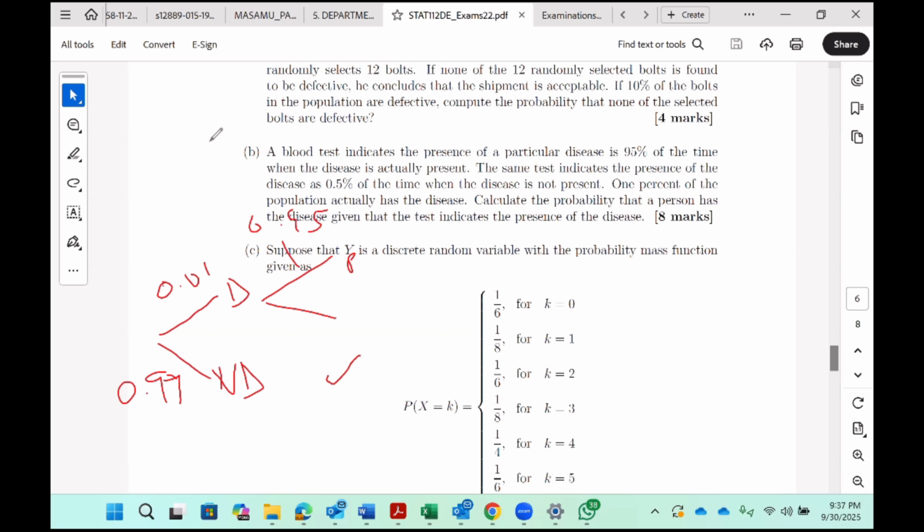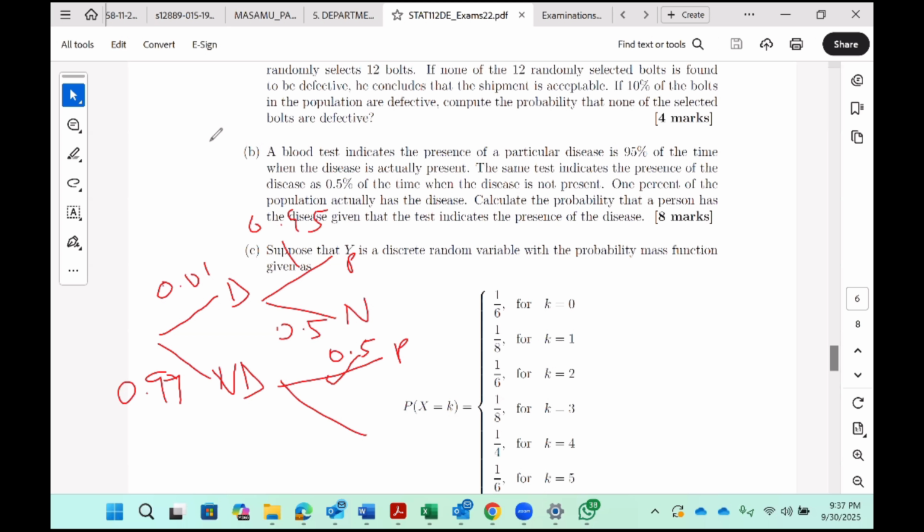Then here, false positive. If the person doesn't have the disease, he can be tested positive as having the disease. That's positive, that is 0.05. If he doesn't have it and tested negative, that will be 0.95. Sorry, 0.05. Okay. Here it is, 0.05.